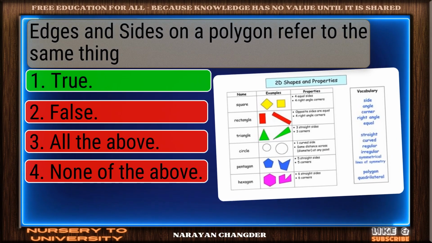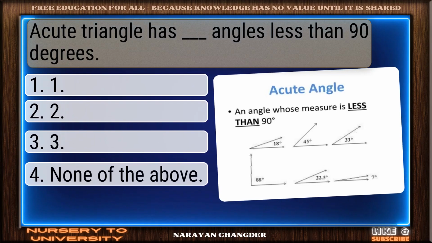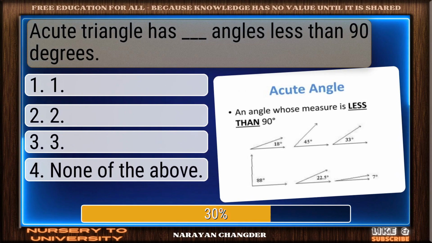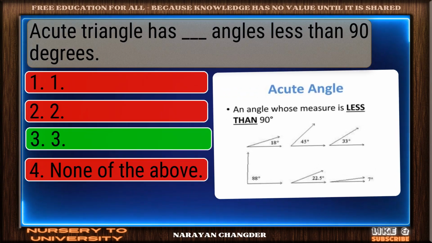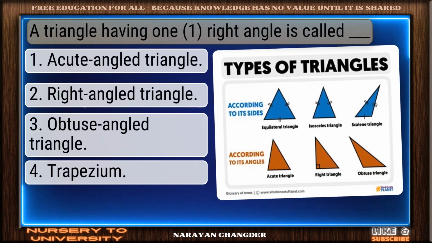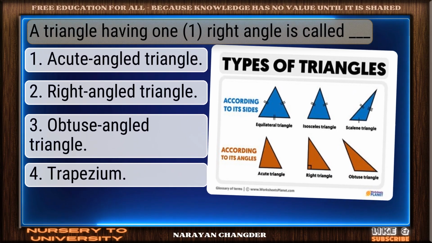Perfect. True is the correct choice. Question number 102. An acute triangle has dash angles less than 90 degrees. Correct response. 3 is the most accurate answer. Question number 103. A triangle having one right angle is called dash.